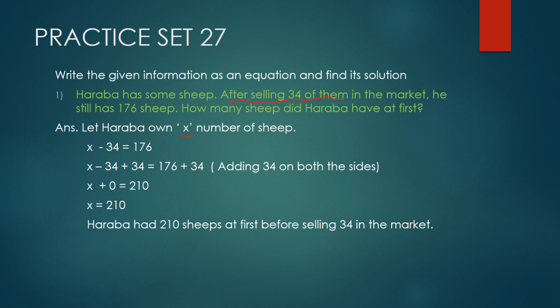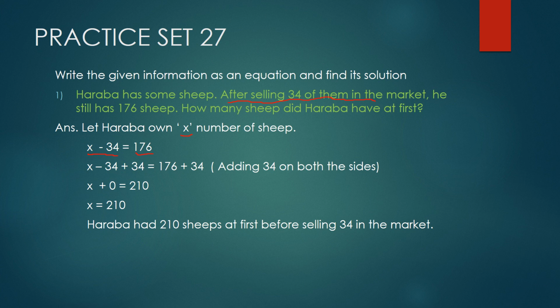So what is the next condition? It says after selling 34 of them in the market. That means we are considering x, that is the number of sheep she has, and after selling 34, will it not come x minus 34, because x she had and now she gave away 34 from this x. So x minus 34. So after selling 34 also, she has how many? She has 176. Okay, so this is your equation. X number of sheep we have considered that she has. Out of this x, she has given 34, and after giving 34 also, she is left with 176.